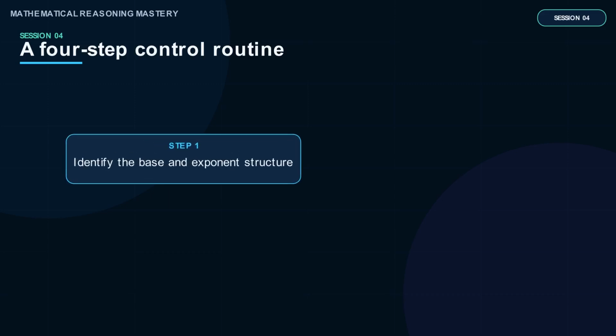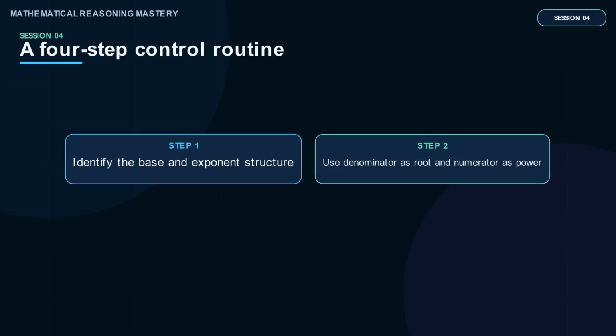Step 1. Identify the base and exponent structure. State the target and preserve its units or conditions. Step 2. Use denominator as root and numerator as power. Use a separate line so signs, factors, and labels remain visible.